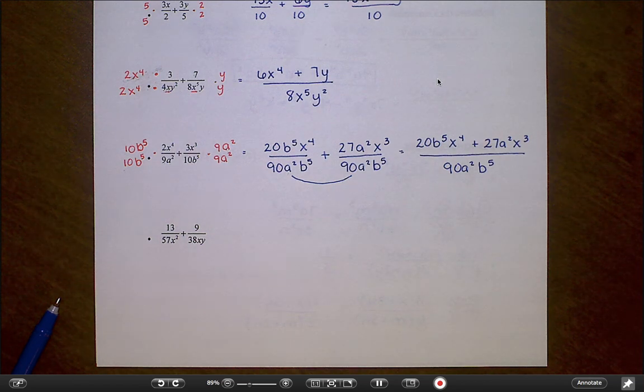Okay, so this next one is a prime example of what I was talking about earlier, is I really don't want to go over here and just start multiplying by 57. And I really don't want to multiply here by 38. That's going to give me giant numbers to work with.